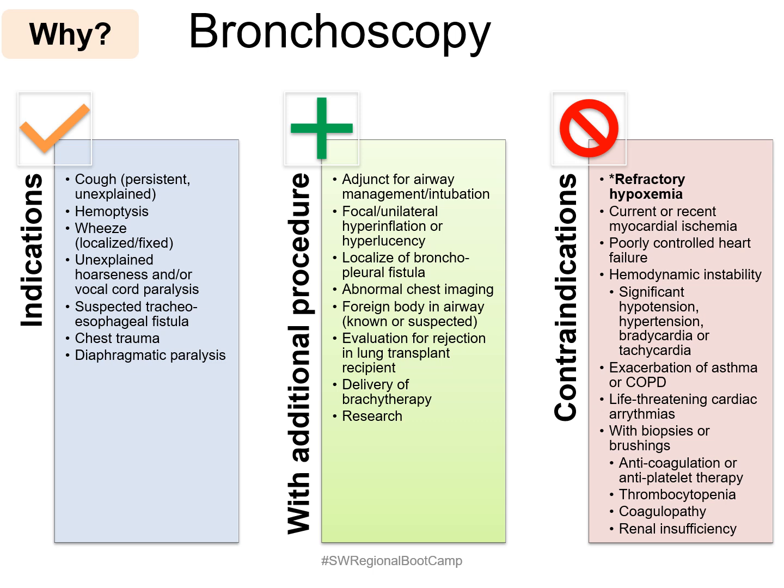When it comes to contraindications, most are relative contraindications for bronchoscopy, and how relative will largely depend on the urgency of the procedure. These contraindications include refractory hypoxemia, current or recent myocardial ischemia, poorly controlled heart failure, hemodynamic instability, life-threatening cardiac arrhythmias, and active exacerbations of either COPD or asthma. In cases where biopsies or brushing are planned, an increased risk of bleeding due to medications like anticoagulation or antiplatelet therapy, thrombocytopenia, coagulopathy, or renal insufficiency may be prohibitive.